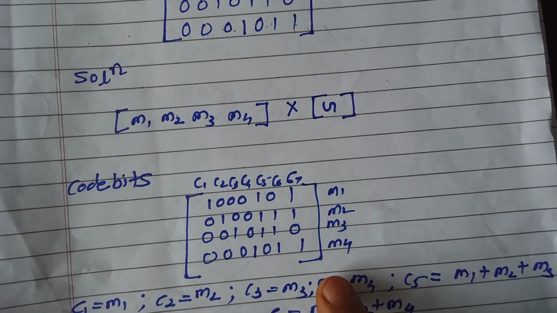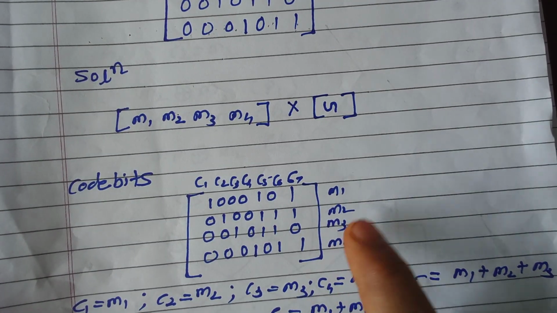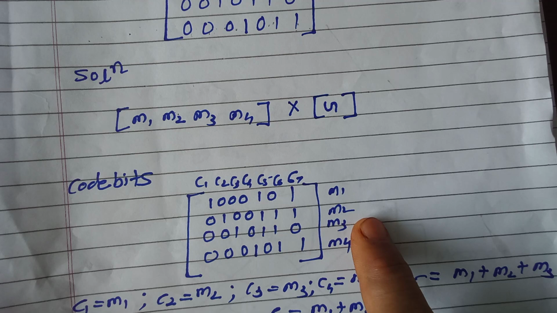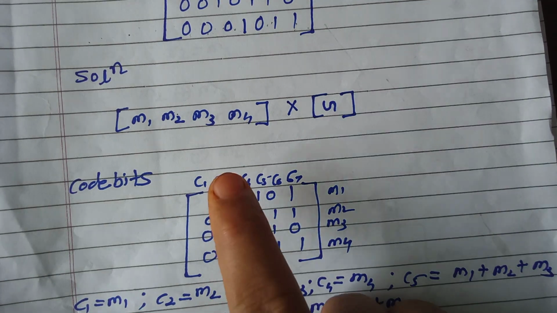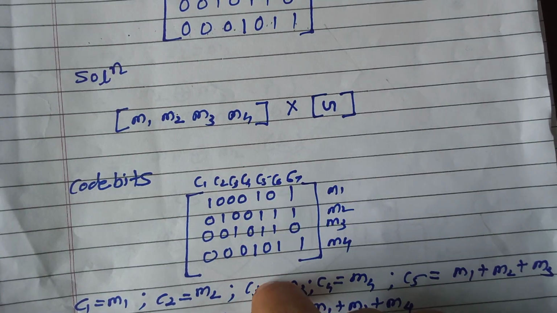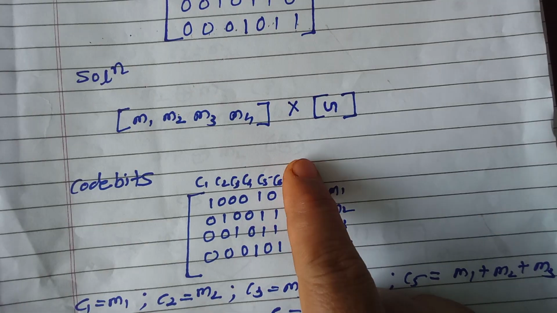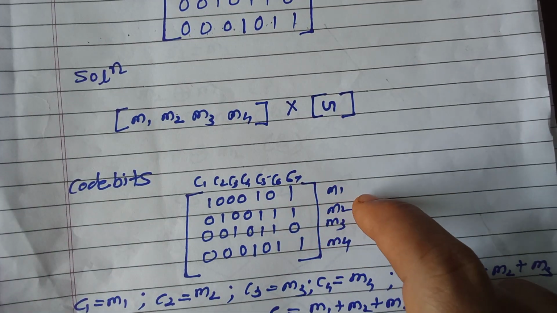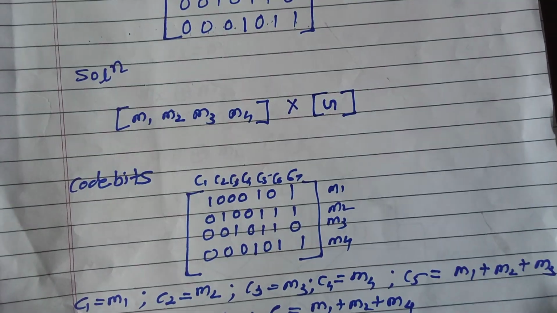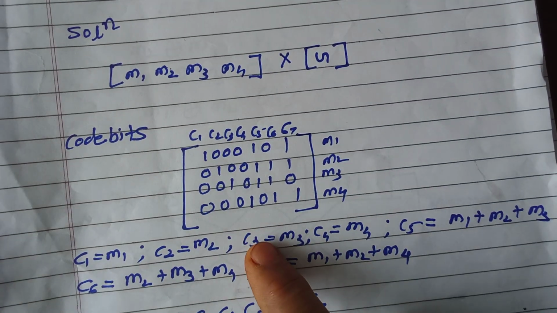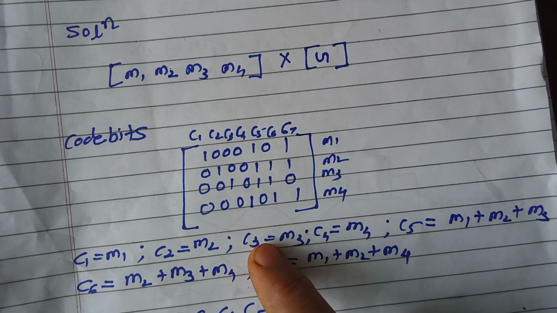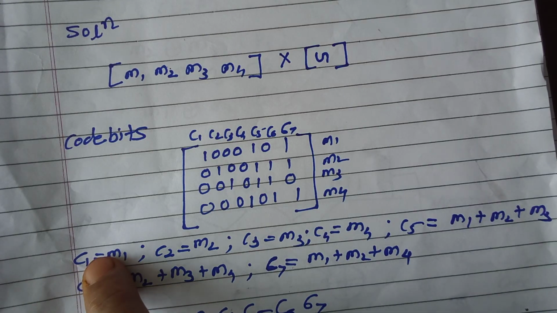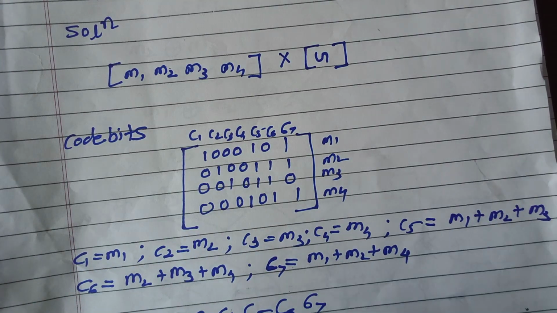To use the generator matrix, you have to label it like this. The first column corresponds to C1, then C2, C3, C4, C5, C6, C7, and the first row corresponds to M1, M2, M3, M4. This is useful when you have to write the equations for different code bits. So how do we write the equations for different code bits?